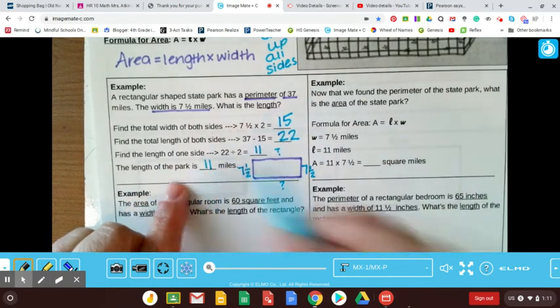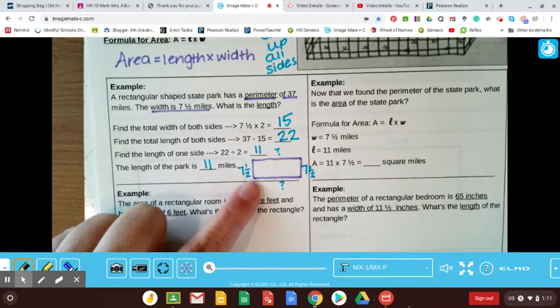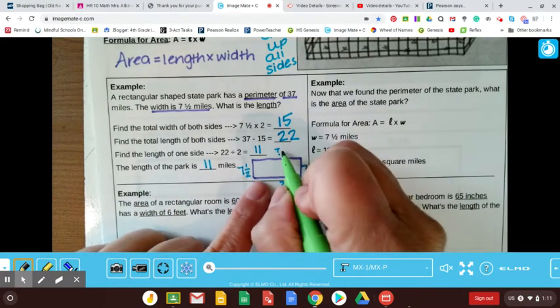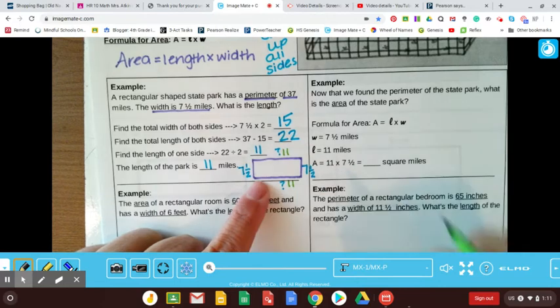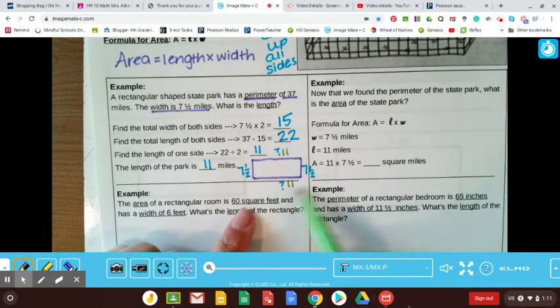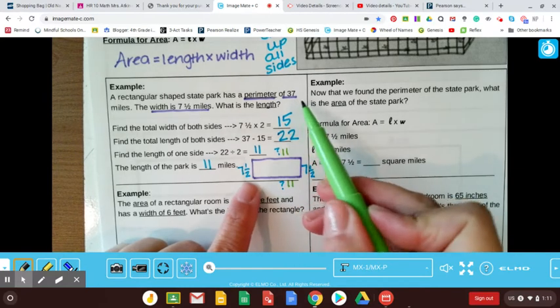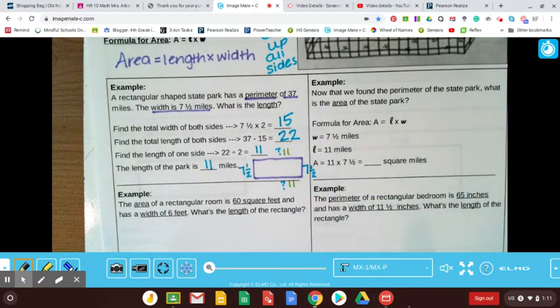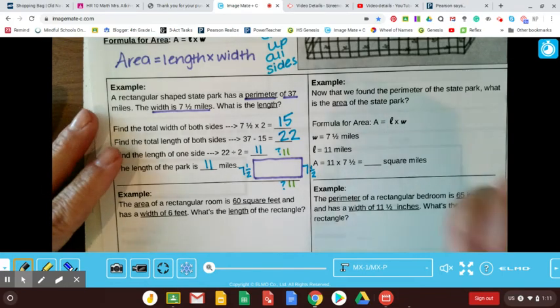So the length of the park is 11 miles. So we know now we could fill in that's 11 and that's 11. And then I always like to double check, right? Let's add up all the sides and see if we actually get 37. If we do, we will know that we got it right. And we always want to do that, especially for a test.